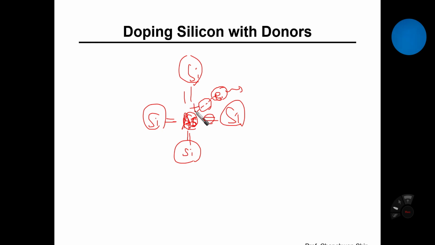Here one more note: the ionized arsenic is an immobile carrier. Because it is not mobile, we cannot say it is a carrier. I would say the positively charged arsenic is immobile.